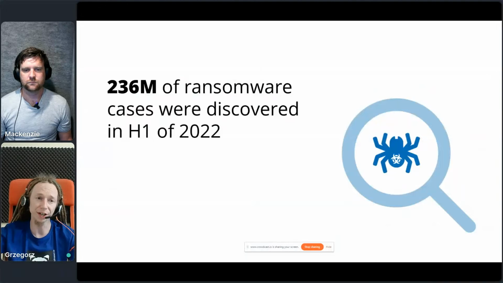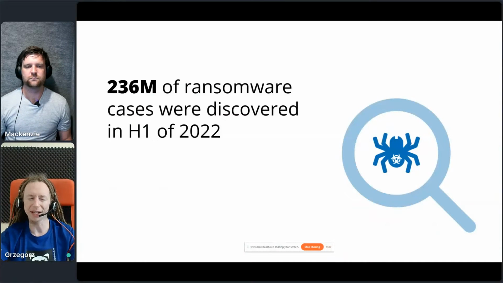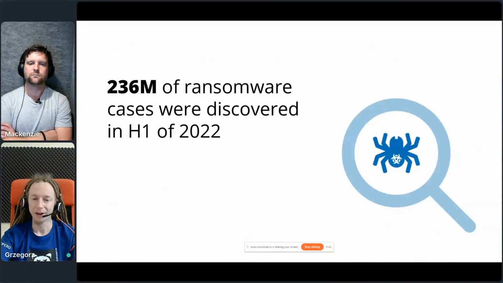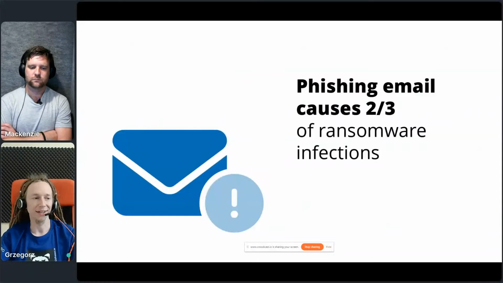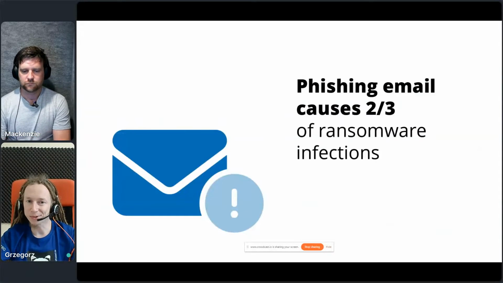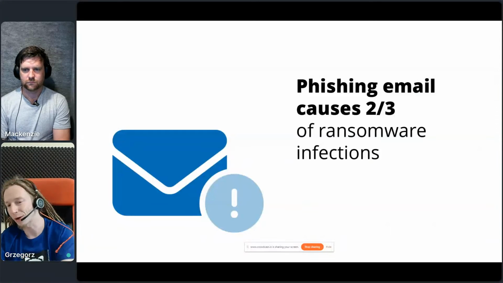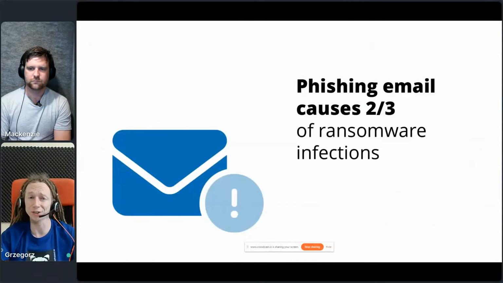So year by year, the number of ransomware cases is growing, and I'm quite sure it will keep growing. So what causes ransomware? What are the attack vectors? I'm afraid that the most common way of ransomware infection is phishing email. It causes two-thirds of ransomware infections.